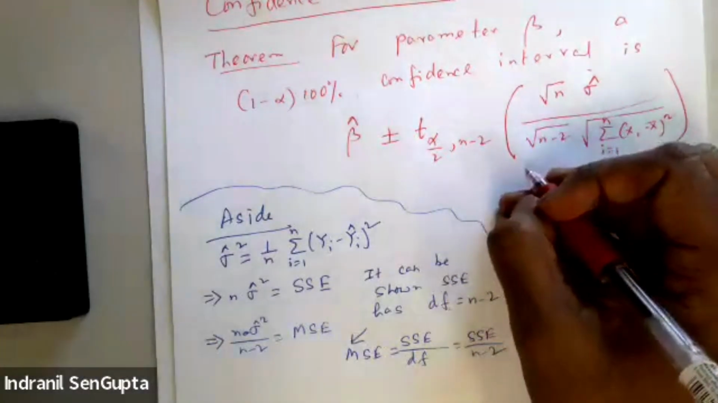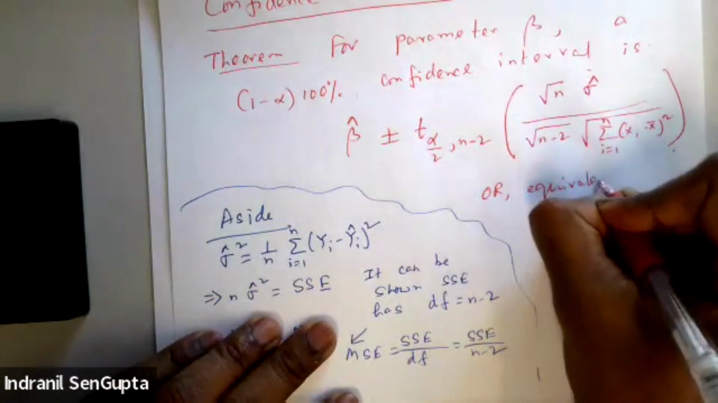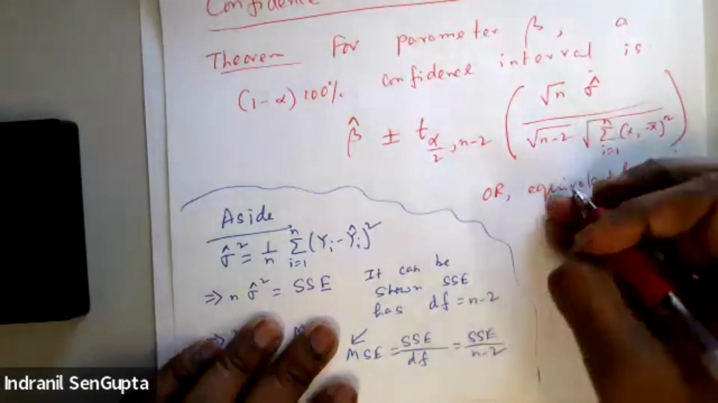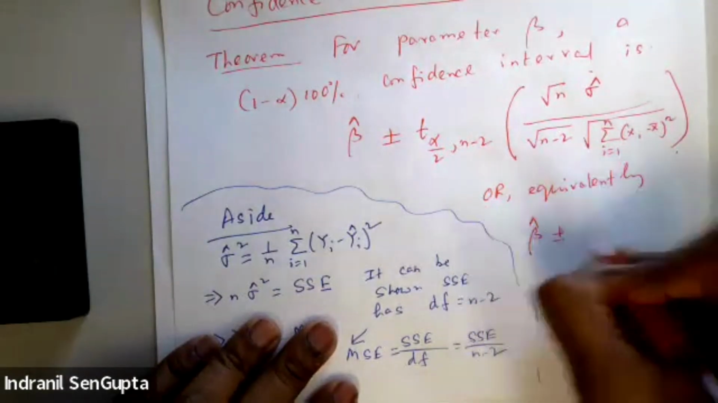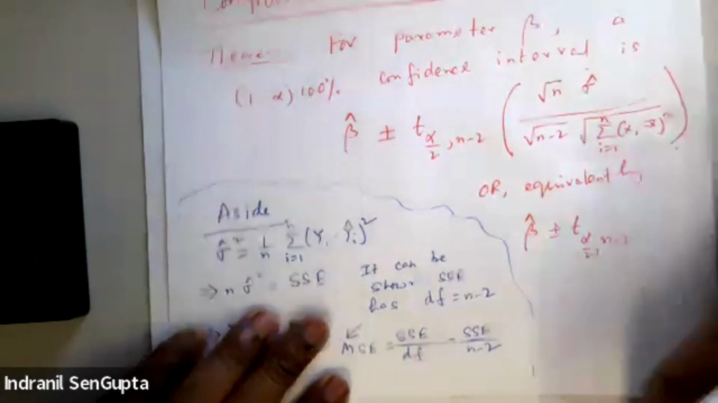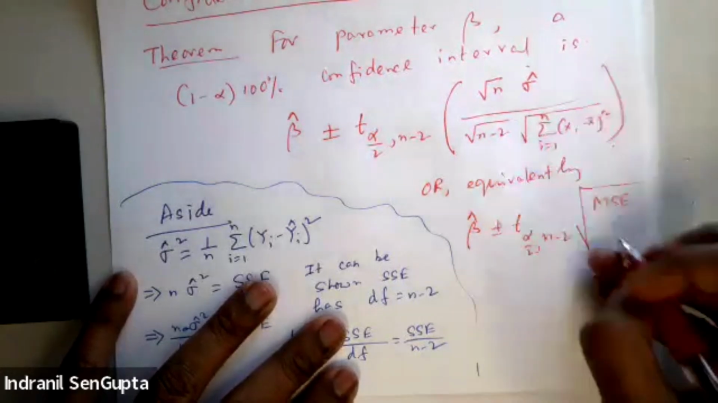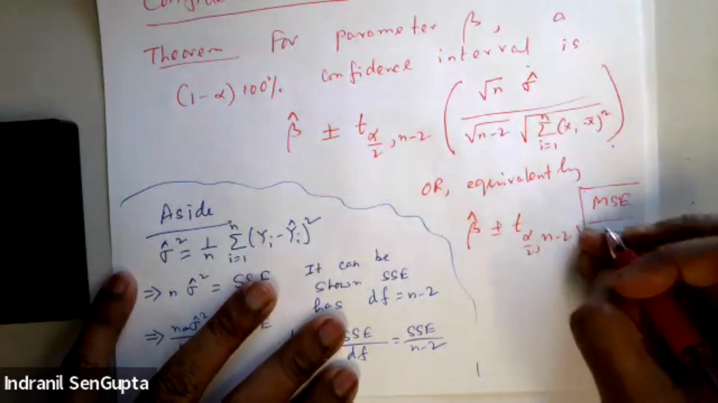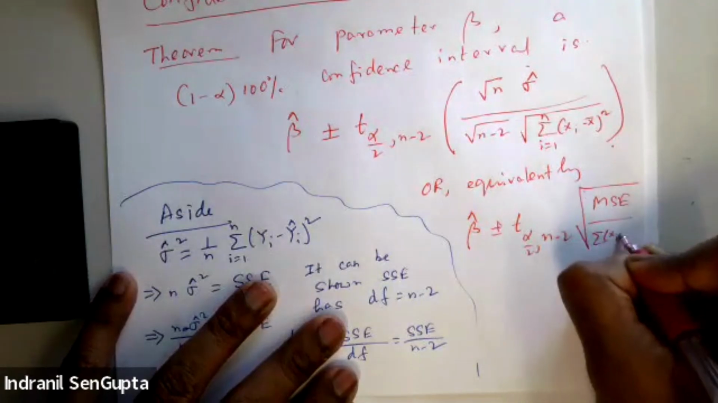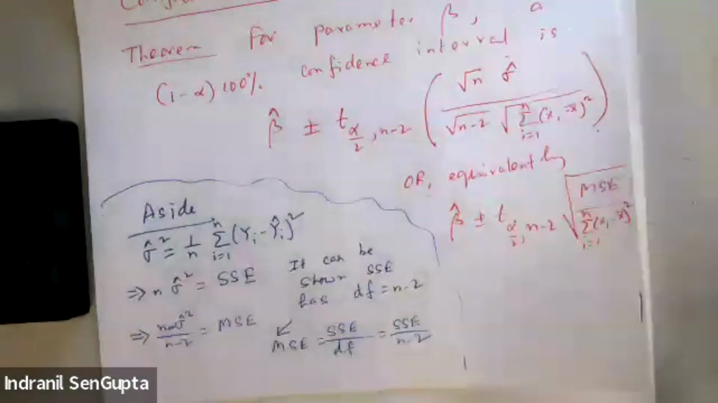So that means, equivalently, this is given by beta hat plus or minus t alpha over 2, n minus 2, square root of MSE over the summation of xi minus x bar squared, i from 1 to n. Okay. So that's another way of understanding the confidence interval for beta.